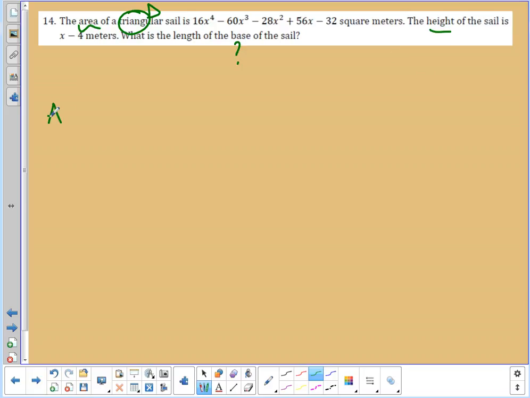So if you think back to your knowledge about the area of triangles, you know that area equals base times height divided by 2. You're trying to find the base. That's your goal. If I want to get the base, that means I need to multiply by 2 to cancel that.